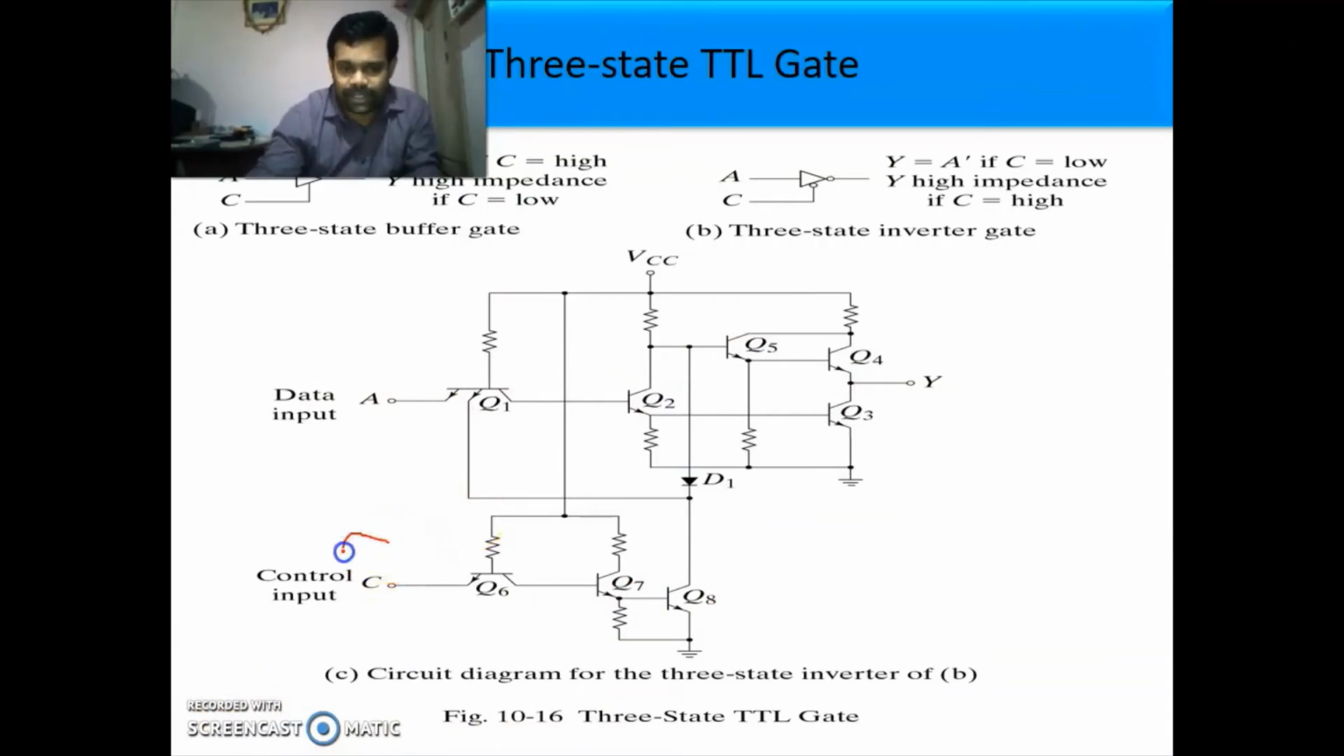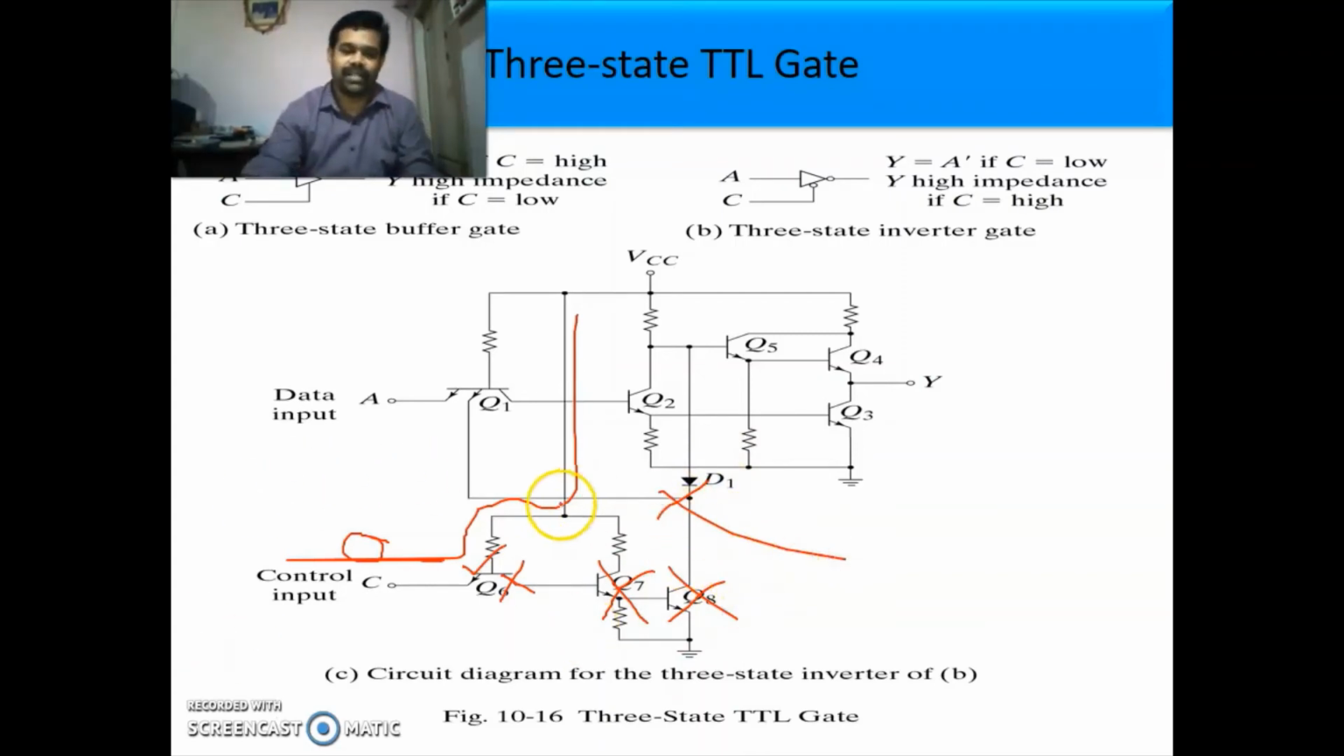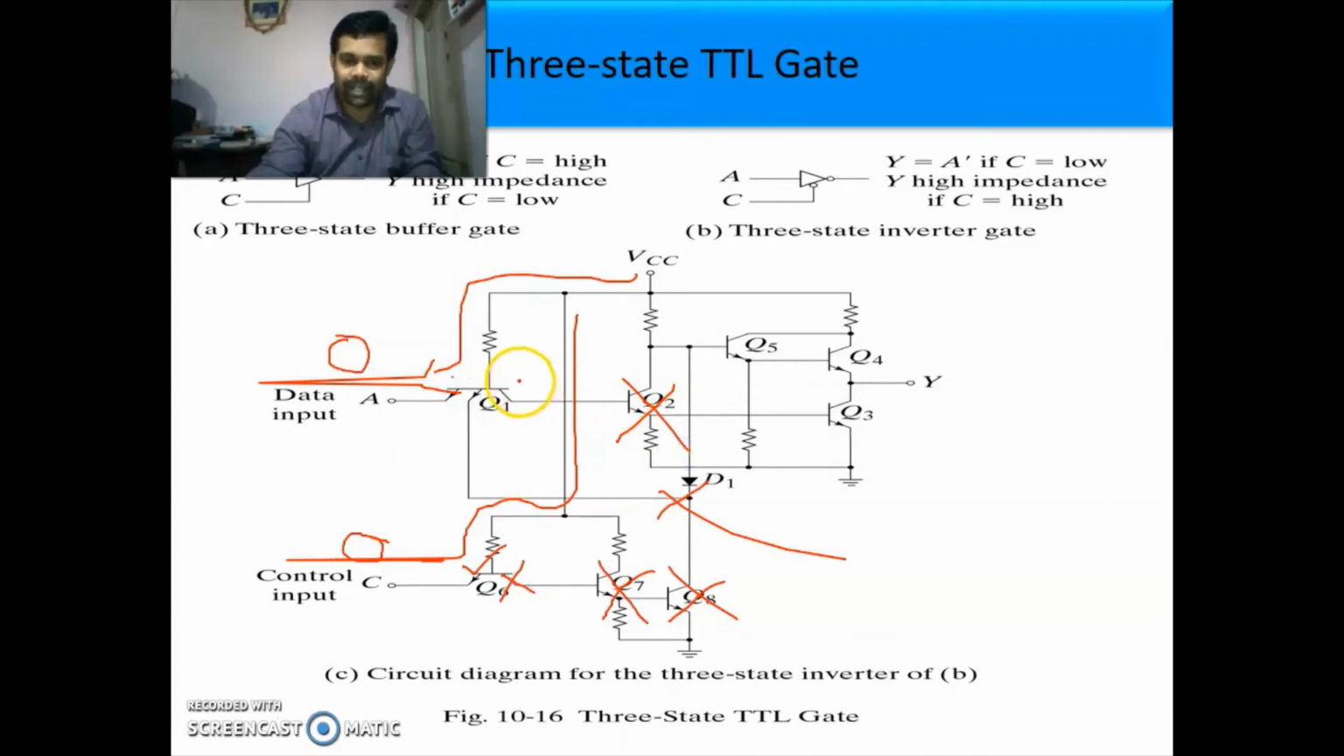So first control input 0, this junction forward biased, so current starts flowing in this direction. This collector base junction reverse biased, Q7 not conducting, Q8 not conducting, D1 not conducting. So this control side is over. Now we are coming to data. First, if you are giving 0, this is forward biased, so current starts flowing in this direction. The collector base junction does not conduct, Q2 not conduct, Q3 conduct. But at this time, current flows in this direction, Q5 conducts, Q4 conducts, output is high.